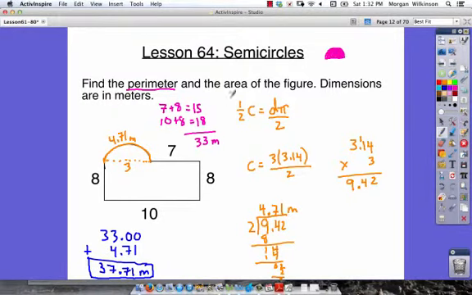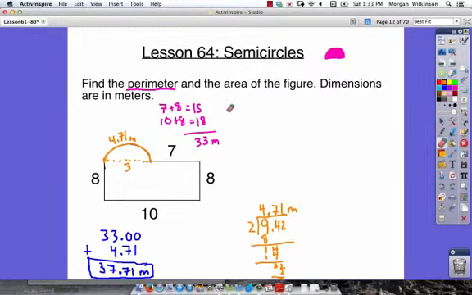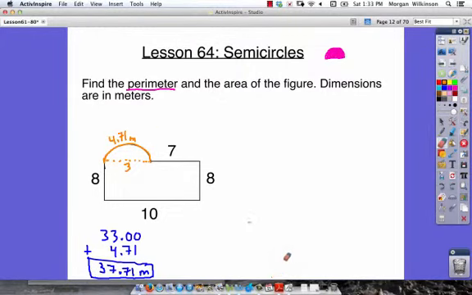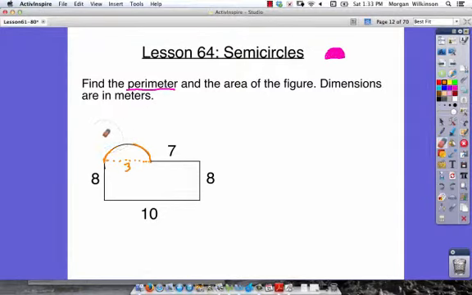Now, to find the area, we need to use this same figure. So we're going to erase all this information. Please pause the video now if you need to have more time to get this in your notes. Okay, we're going to leave that 3 there.